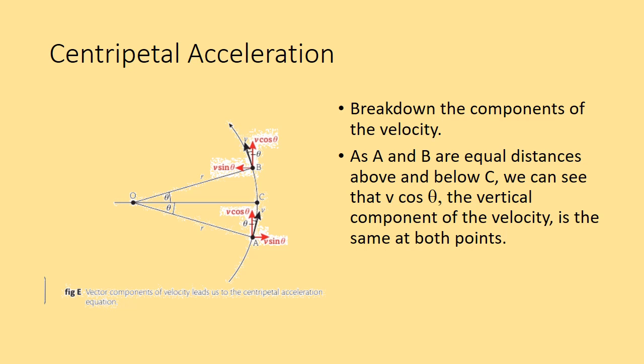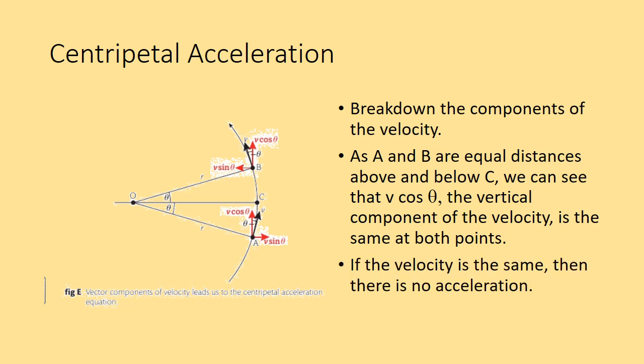Because the vertical components are exactly the same, we can cancel them out. The velocity is the same, and so there is no acceleration between these points. Acceleration is the change in velocity divided by the time it took. If there is no change in velocity, we have 0 divided by some time, which is meaningless. We have no acceleration. So in the vertical direction, at these points, there is no acceleration.